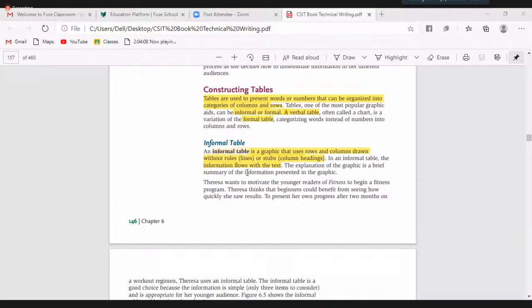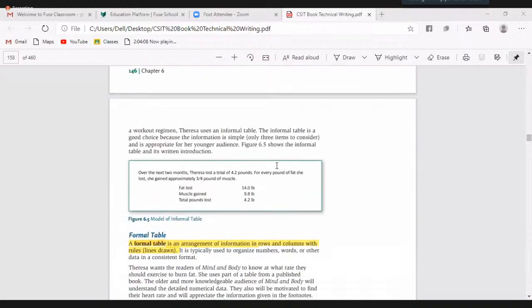So here the rules of table are not followed. So this is an informal table, isn't it? We also use rows and columns here, but without rules. And in an informal table, information flows with the text. So here the example is given. See, this is the example, the model of an informal table, isn't it? So no rules are followed here. Just see, the text is given, and then here fat loss is given, isn't it? Okay. This is informal without rules.